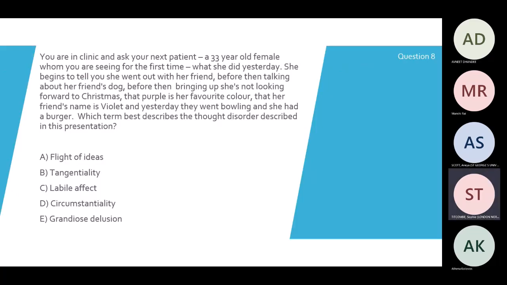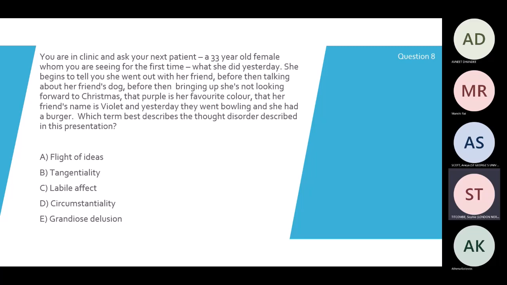So moving on to the final section of this session, which is sort of tying up a few bits and bobs to do with our terminology we use in MSE and thinking a bit about our psychotic syndromes and hallucinations. So you are in clinic and you ask your next patient, who is a 33-year-old female whom you're seeing for the first time, what she did yesterday.